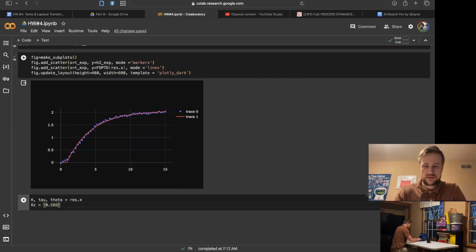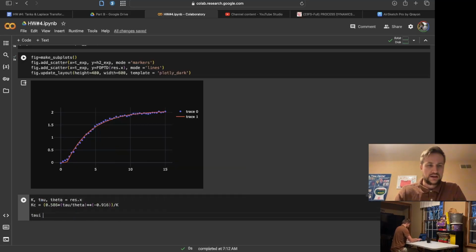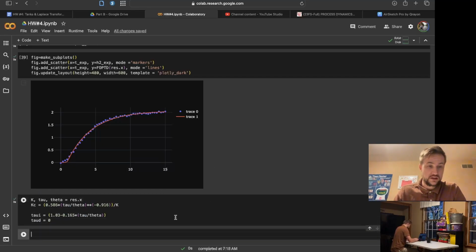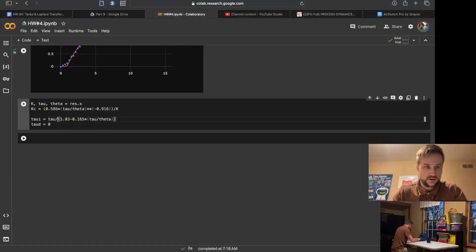0.586 times tau divided by theta, raised to the negative 0.916, and this whole thing is divided by k. And then our reset time, tau I, equals 1.03 minus 0.165 times tau divided by theta, and this whole thing is divided by tau. And we're just running a PI controller, not a PID controller, so our tau D equals 0. And this needs to be tau divided by theta.